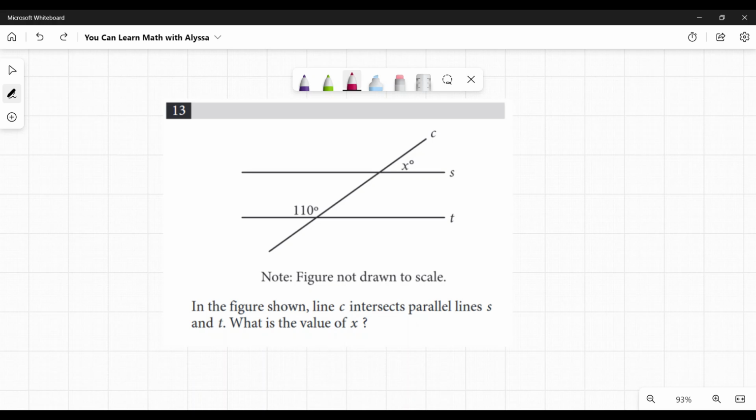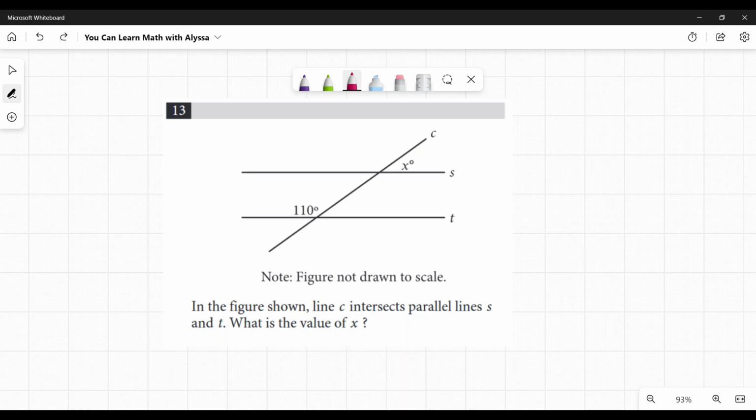So there's a whole bunch of ones. You'll have like alternate interior angles are congruent. Corresponding angles are congruent. Alternate exterior angles are congruent. There's a whole mess of things you'll memorize in geometry class related to it.